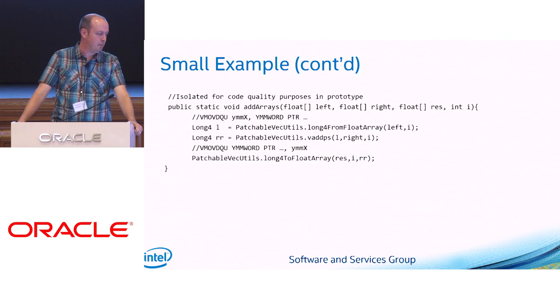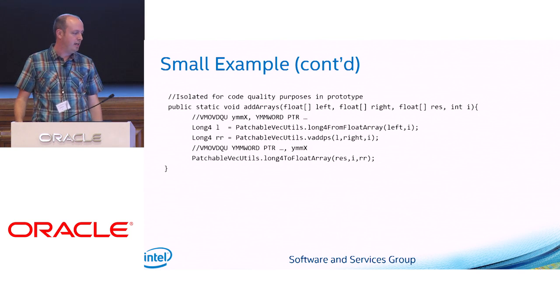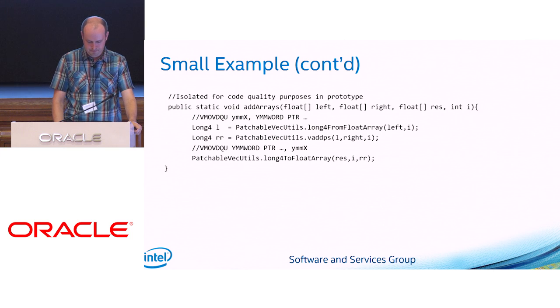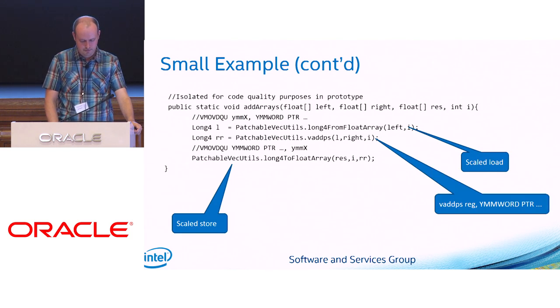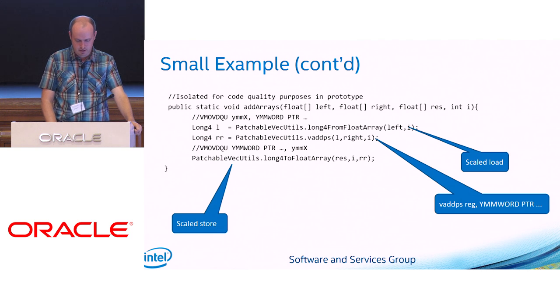And then we do that operation, store it in RR, and then we dump it back out to the float array. So that's our scaled load and our scaled store and our addition.